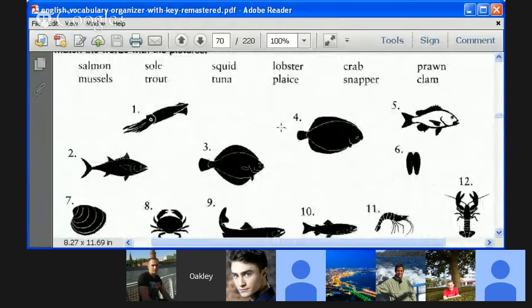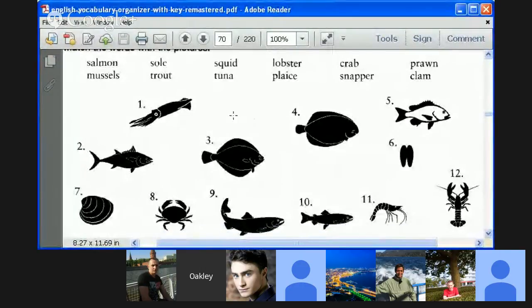Now we got something interesting going on here. Let's see how you guys are at fish identification, seafood identification 101. Welcome to fish identification. Mike, we're going to start with you. Pick the number. Which one is the salmon?